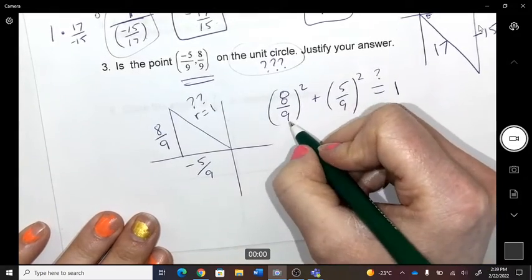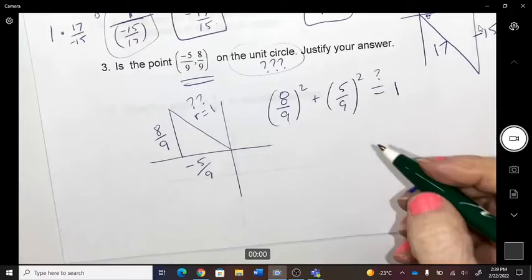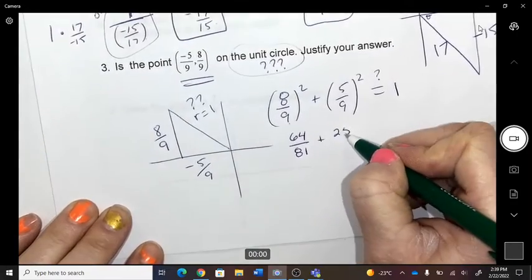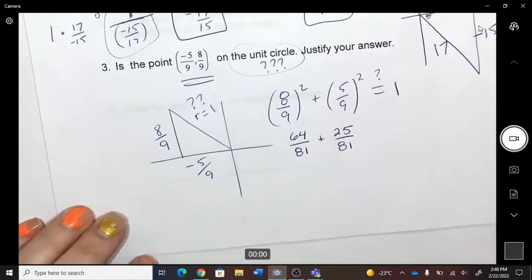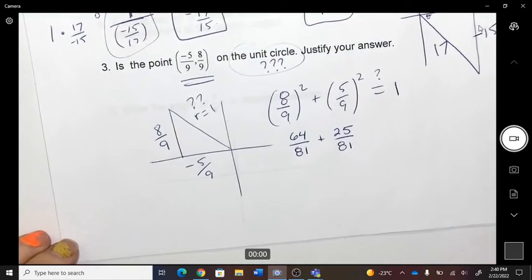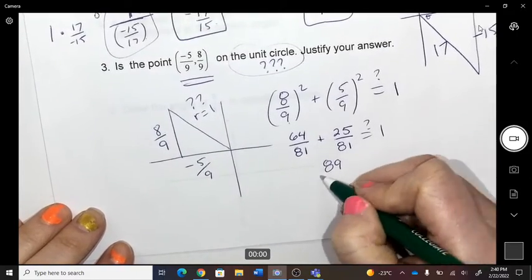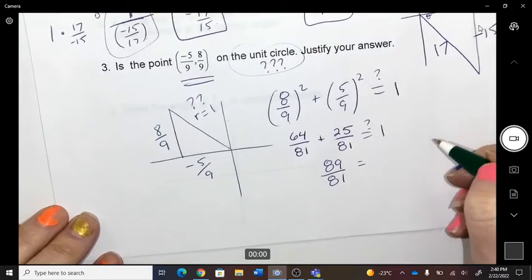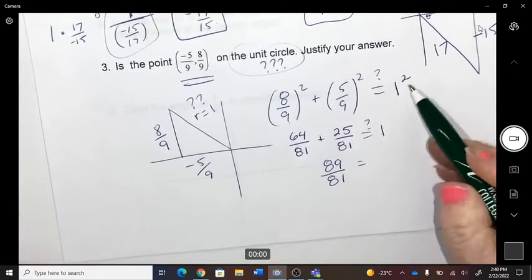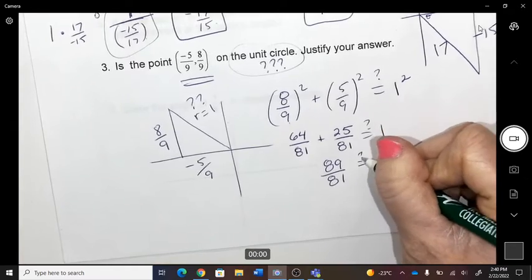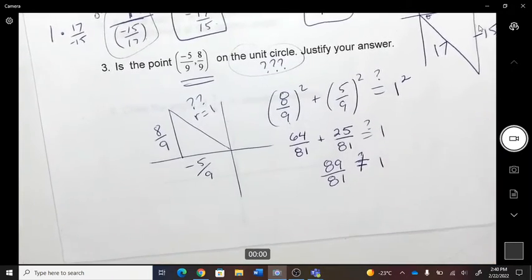Okay, do we know how to square this? You square the top, square the bottom. So 64 over 81 plus 25 over 81. So I'm getting 89 over 81. Does it equal 1 squared? Does it? No, that's not 1, right? I would need to see 81 over 81.